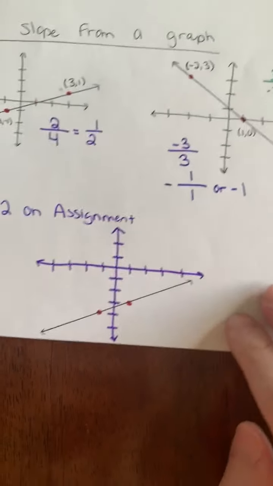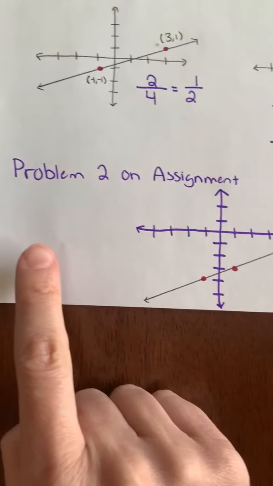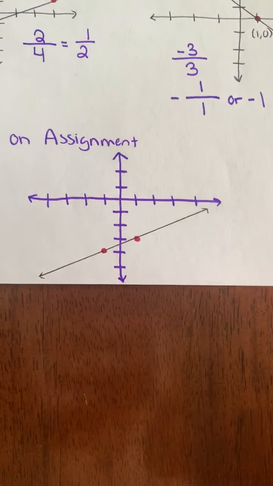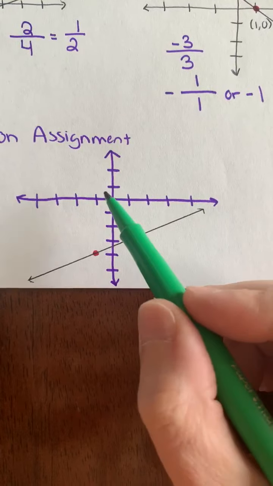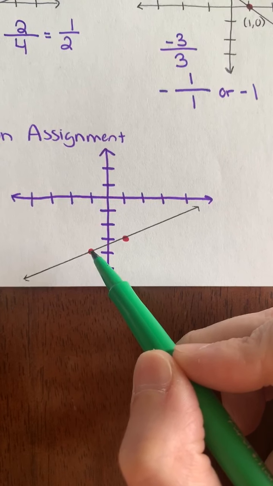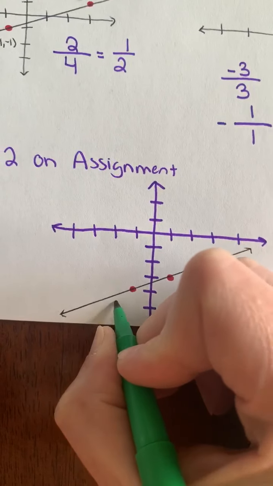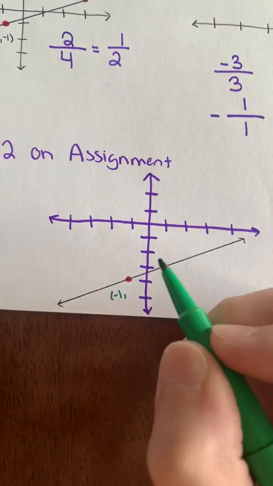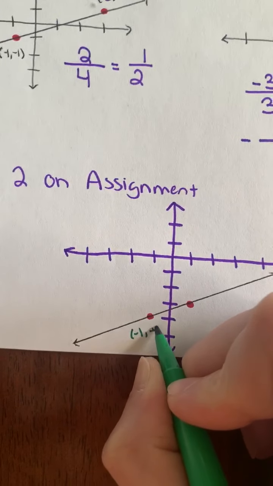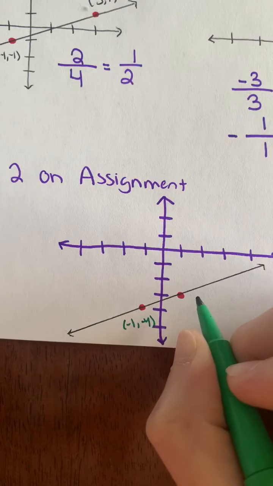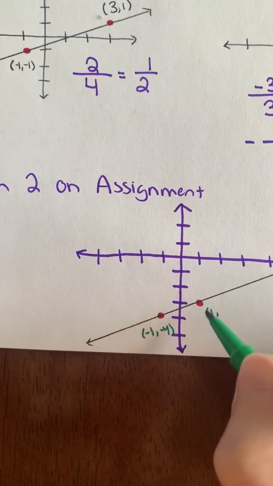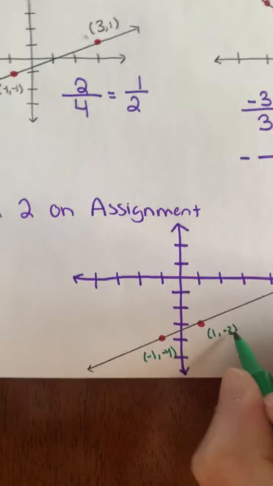If we look at your practice problem, this is problem number 2 on your assignment. Just try to pick one that we could look at. Down here, I didn't mark these, but if I started at this point, which looks like it is -1, -4, and this is 1, -3.